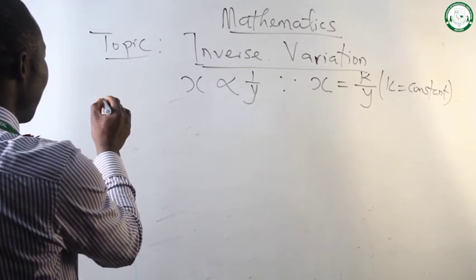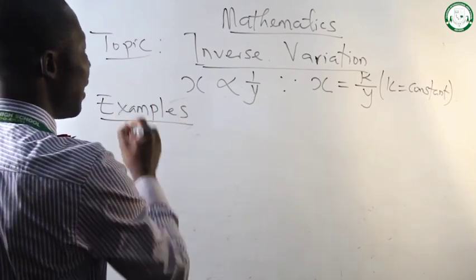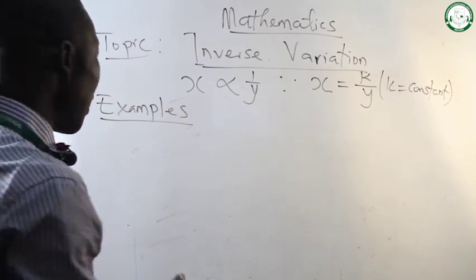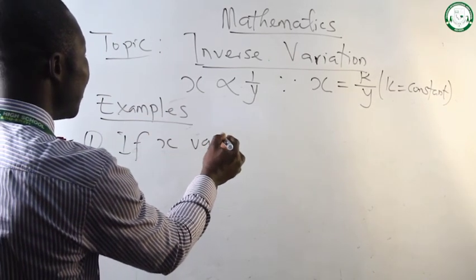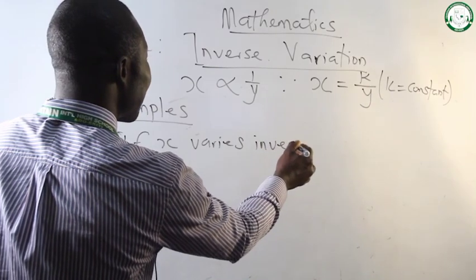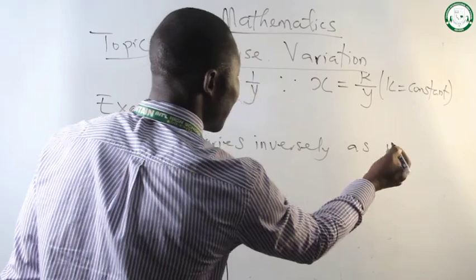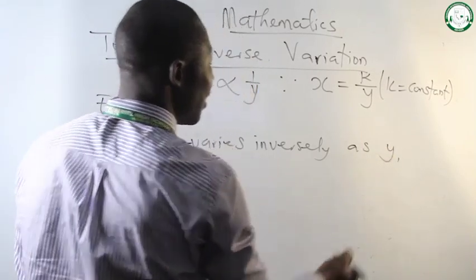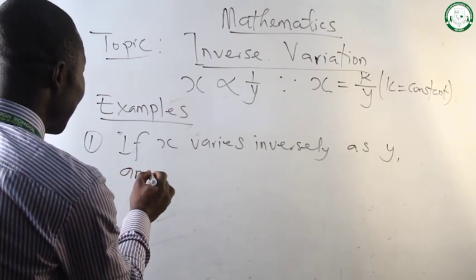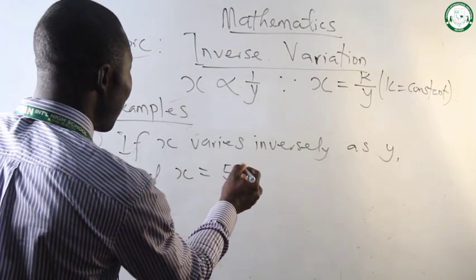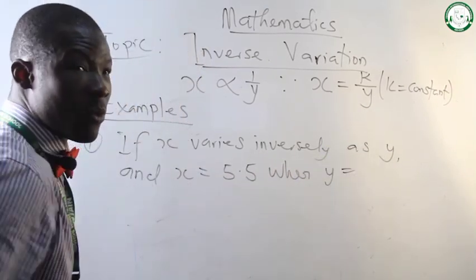So I'll just give us some examples on this. Examples. Number 1, if x varies inversely as y, let's take note about that one. If x varies inversely as y and x equals 5.5 when y equals 8.